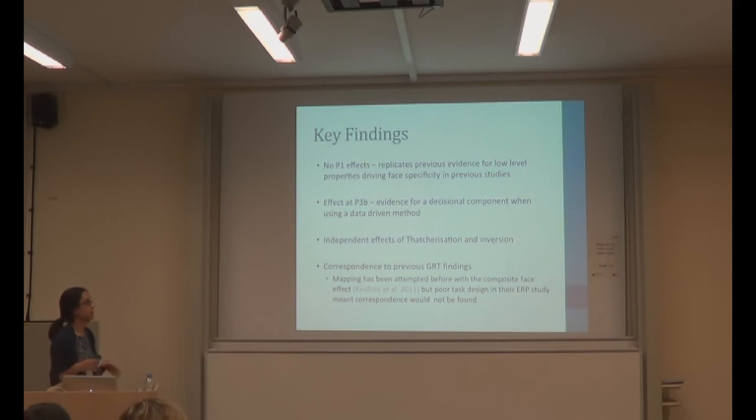And something like this has been attempted before, a mapping between the composite face effect in the GRT paradigm and an ERP study. But they didn't design the task in quite the right way to be able to find evidence for decisional effects. So they reported they didn't find any evidence for decisional effects from this task at the P3B. But since there's been criticism, they've amended their task to use this complete design where you have all the different possible levels, the complete factorial design, like I described before, then that would have been the proper test to find out if they existed for that particular task.